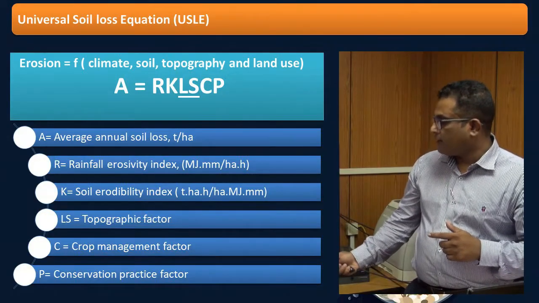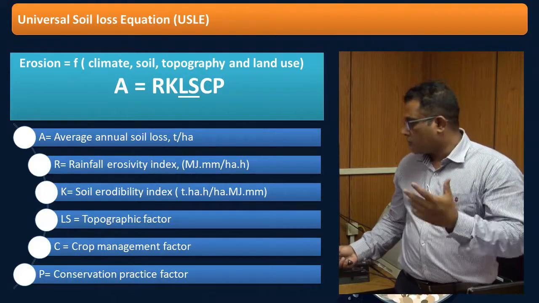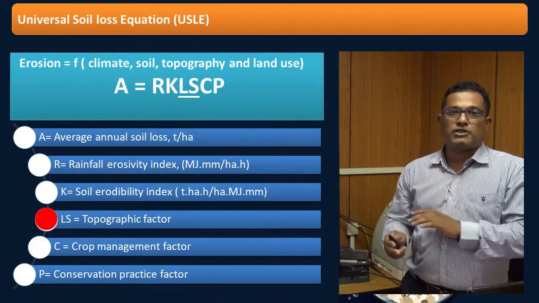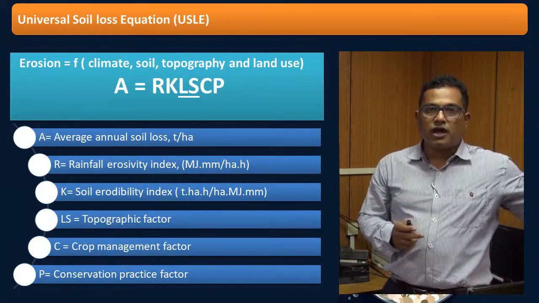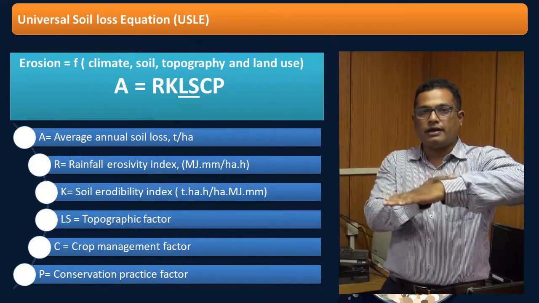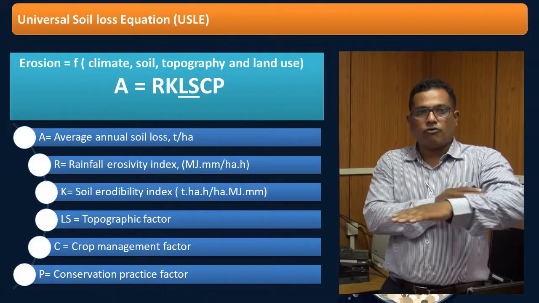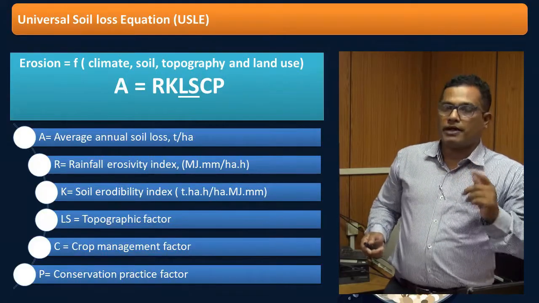So one is action, other one is reaction, in a more colloquial way we can say it. And this L is the length of the slope. What do we mean by length of the slope? If we have a certain length of a certain gradient, the total length through which the rainfall or the flow of water has to pass, we mean length of slope by that.